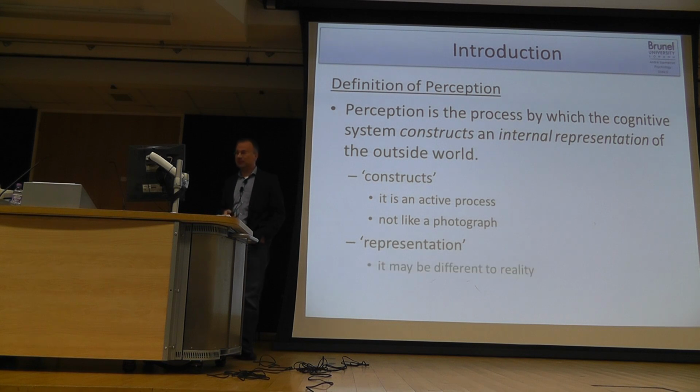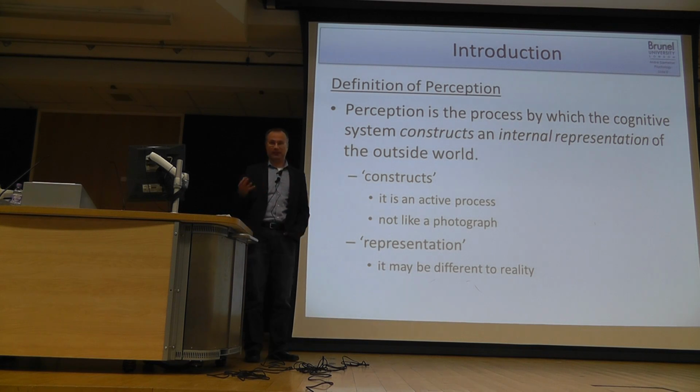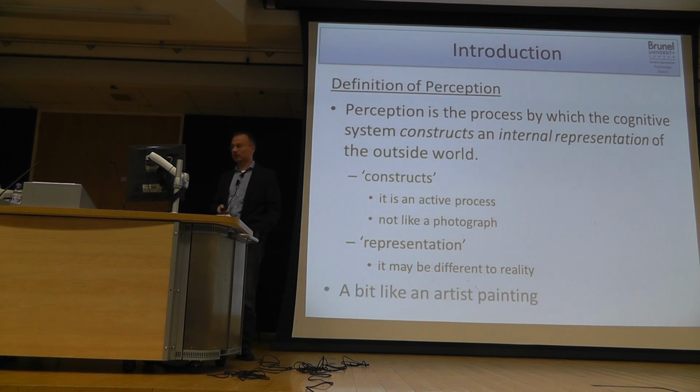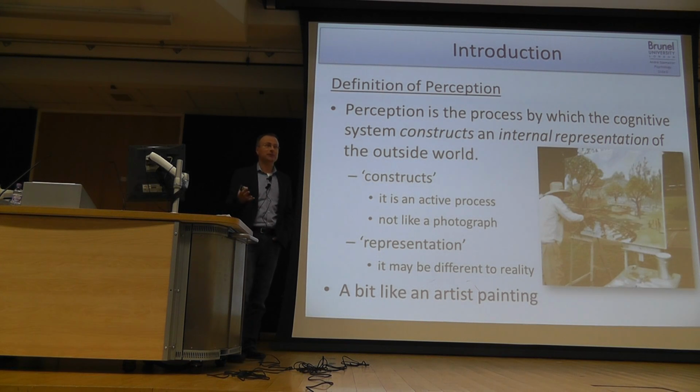And representation means that it may be different to reality. It represents reality in some way, but maybe not in a 100% accurate way. So actually, you could say that perception is a little bit like an artist's painting. This person interprets what he sees. Maybe makes a tree a little bit greener because the light is like that today. And maybe says, okay, this is such a nice tree, I make it a bit more prominent for some reason, so that it's more eye-catching. And he actually actively constructs it.